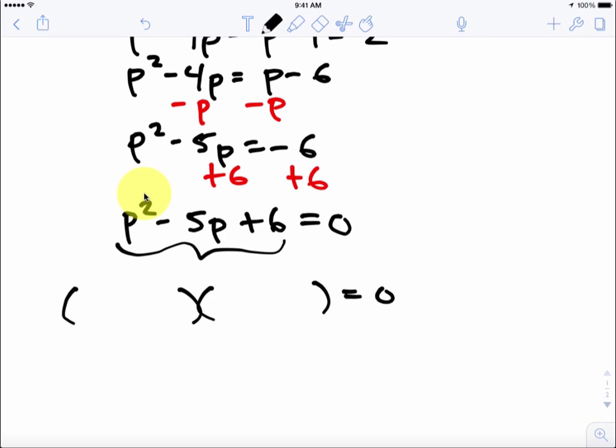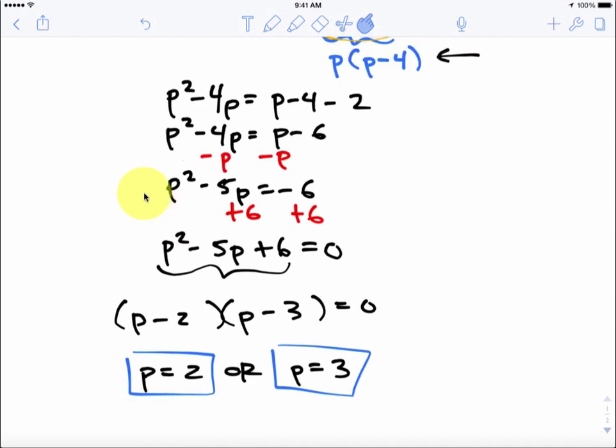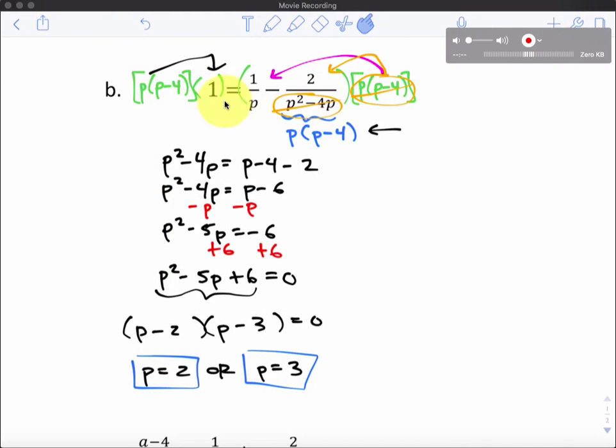That factors as p minus 2 times the quantity of p minus 3, meaning our two solutions are that p equals positive 2 or p equals positive 3, and those are the two solutions to our original equation up here, which I think looked pretty hard to solve at first, but with this nice clearing of fractions, we had a nice simple, or simpler, polynomial equation.